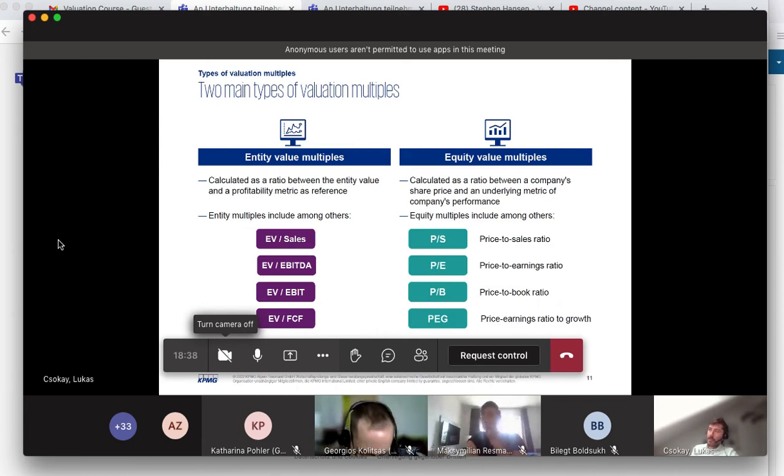And on the equity side, you have, for example, the price to sales ratio, the PE multiple, which is also very common, and the PB, price to book value multiple. There's also the price earnings to growth ratio, which is a combination of the PE and the growth rate.